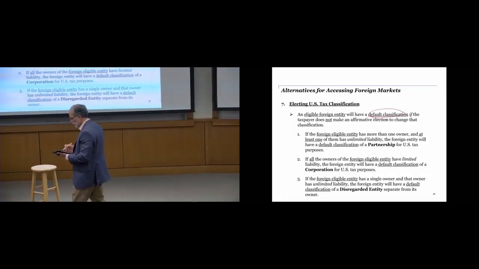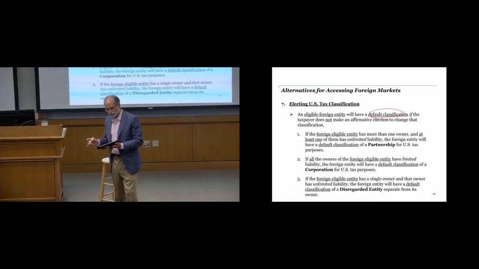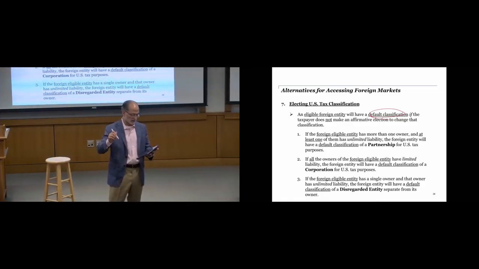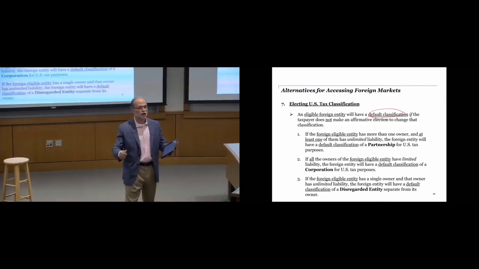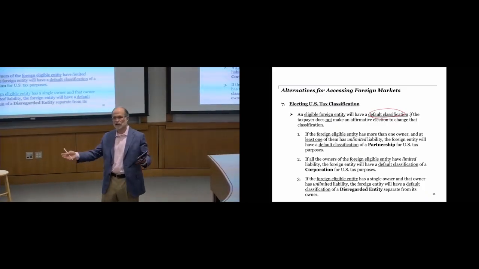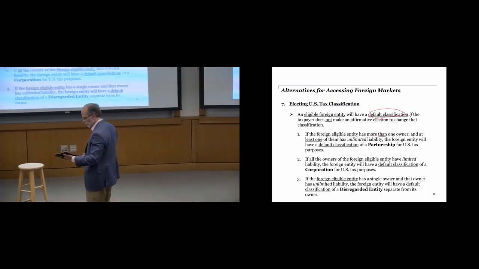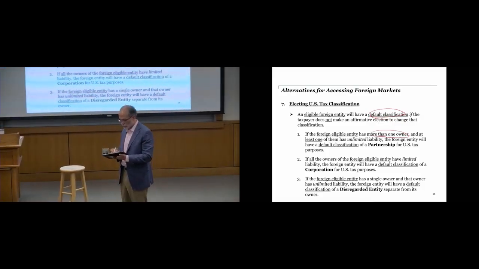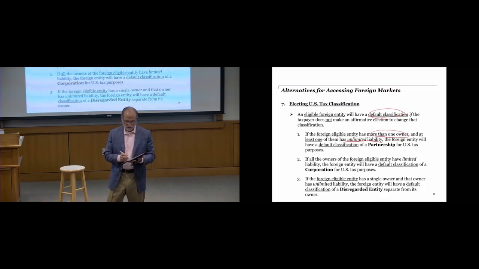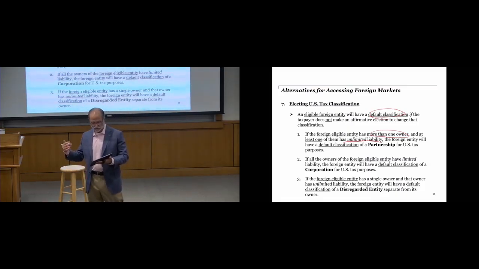So, I do have a default classification, which I mentioned, if the taxpayer does not make an affirmative election to change the classification. So when I form a legal entity, if I choose not to change it, not file that form, it won't change. The U.S. has to classify the entity as something. And so, if it has more than one owner, and at least one of them has unlimited legal liability, the foreign entity will default to be that of a partnership for U.S.